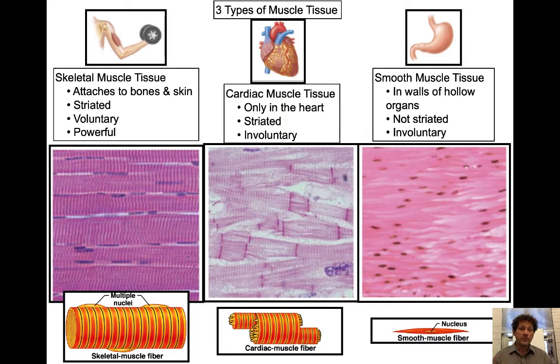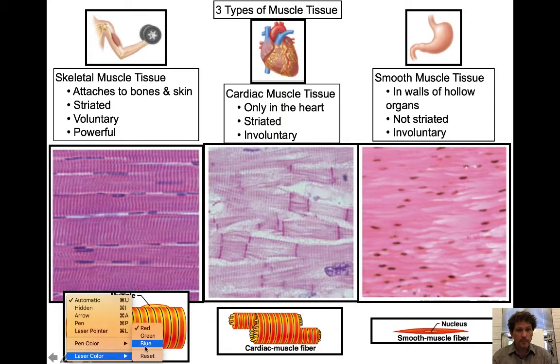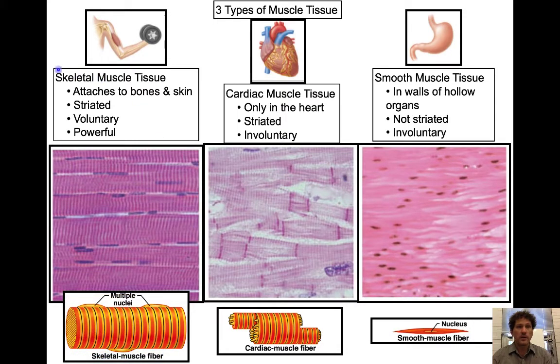So a quick review. We have our 3 types of muscle tissue, and we've got our skeletal muscle over here on the left. And let's pull up one of these laser pointers. So here we are looking at our skeletal muscle. Remember, our skeletal muscle is going to attach to bones and skin. So during your 3 labs, you learned about all these different attachment points and how those muscles, when they contract, what kind of movements they are responsible for.